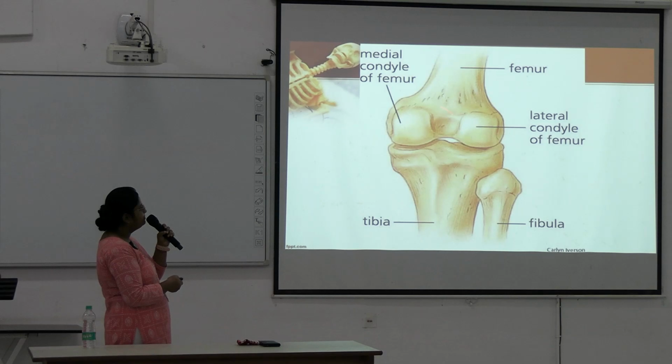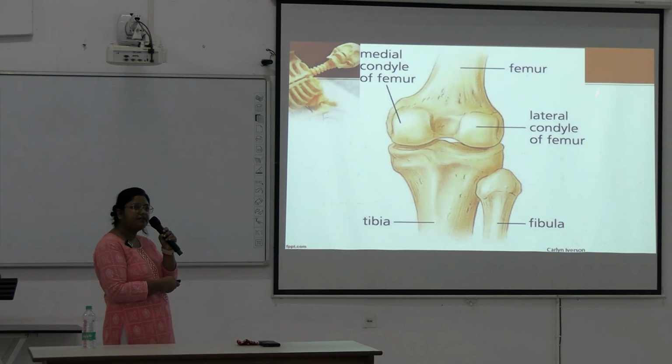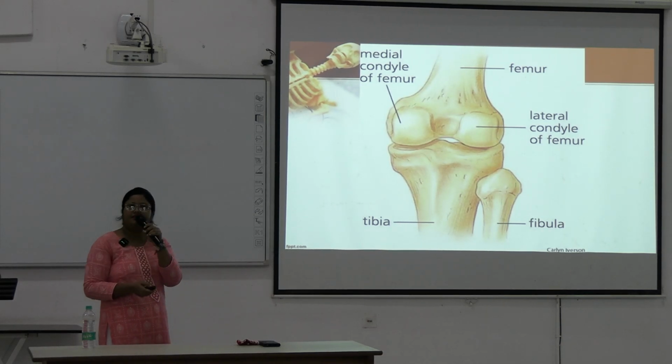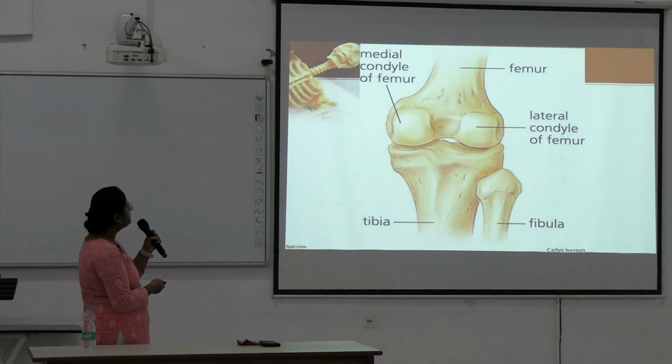See here, the knee joint has been shown. These are the condyles and these are the sockets at the upper end of the tibia. The condyles of the femur are articulating with the condyles of the tibia, forming the knee joint.